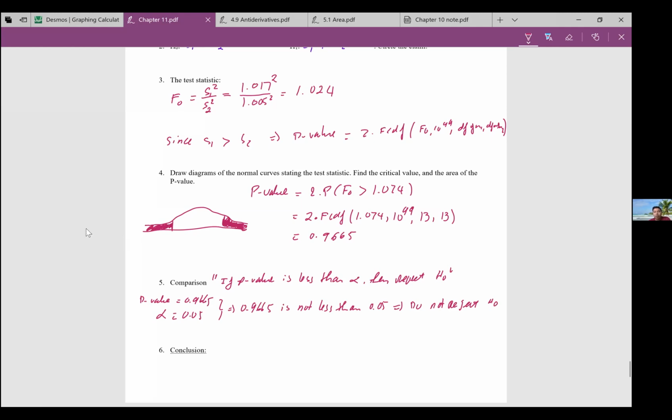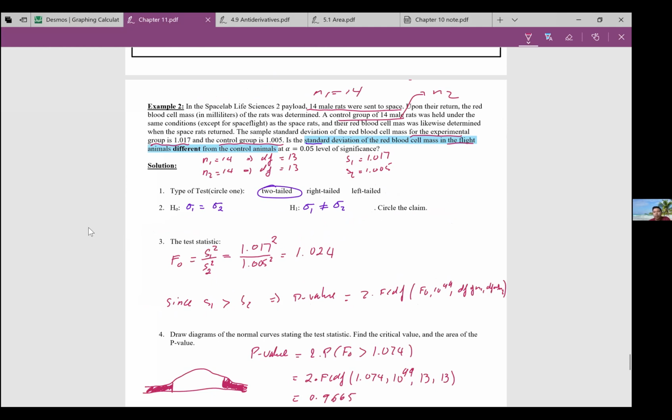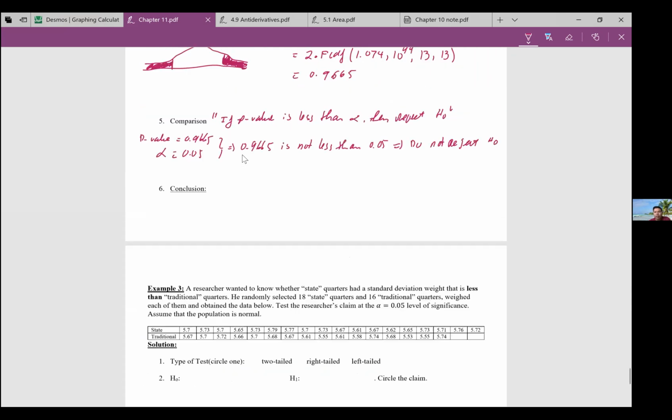And in conclusion, we have to state whether we have enough evidence to support the claim or we don't. So the claim is the standard deviation of the red blood cell mass in the fly animal is different from the control animal. We don't have enough evidence to support that, right? So that's the conclusion.